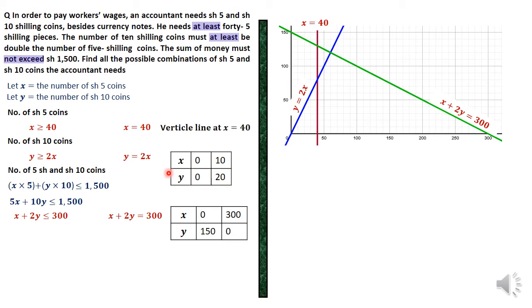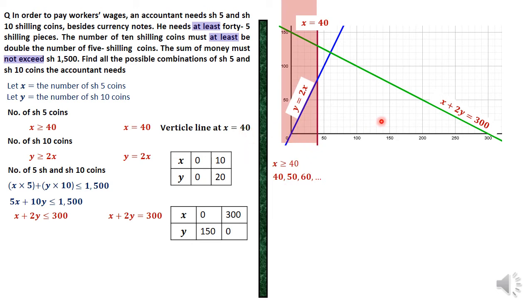Now we're going to shade the unwanted regions so that we get the possible combinations of x and y. For the inequality x is greater than or equal to 40, we're going to test which side to shade by using a point. We know that x should be 40 or bigger, say 40, 41, 42, 50, 60, or any number bigger than that. We don't want numbers that are smaller than 40, and so we shade that way.